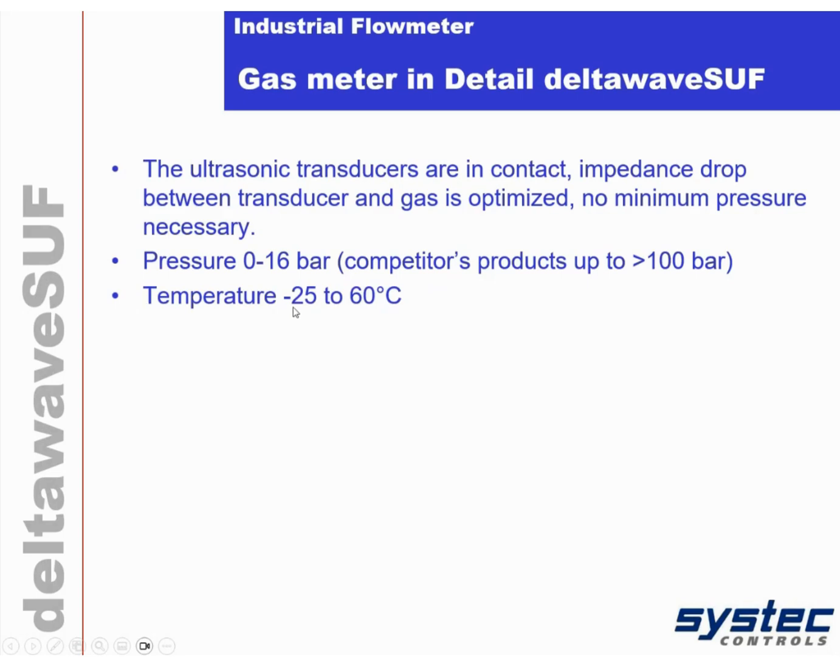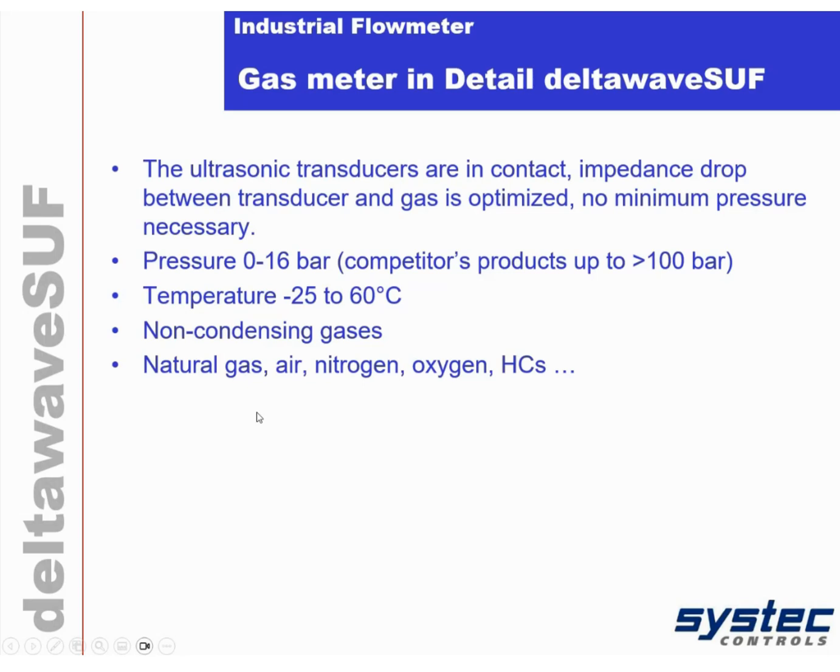The temperature range, which is compensated, is from -20 to 60. Don't go for condensing fluids. So if you have condensing fluids, put a condenser before. This might cause an issue with signal loss. It's ideal for air, for natural gas, for combustion air, for nitrogen, oxygen, hydrocarbons, whatever type, in all types of combustion processes, for pressurized air, or whatever.